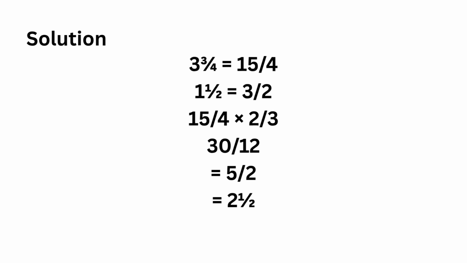So 15 over 4 times, we flip 3 over 2, it becomes 2 over 3. So 15 times 2, the numerators, 30. 4 times 3 for the denominators, you have 12. So we divide through by 6 because 6 can go into 30 5 times. 6 can go into 12 2 times. So we have 5 over 2.